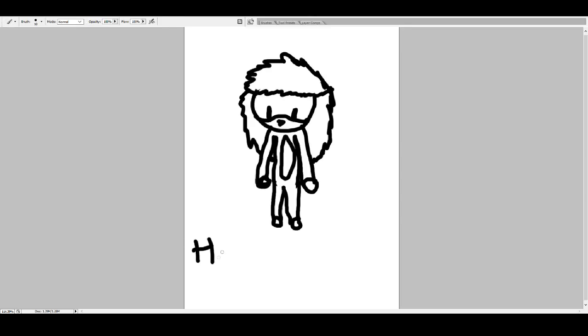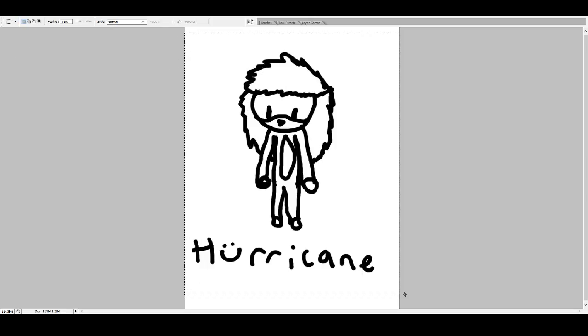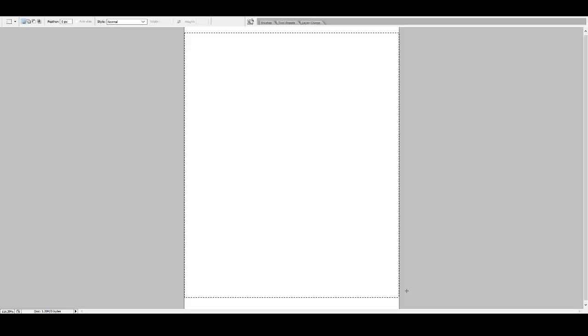Anyway, as promised, here is Hurricane. This is suddenly going by a lot faster than it used to be, mainly because a majority of these characters don't wear clothes.